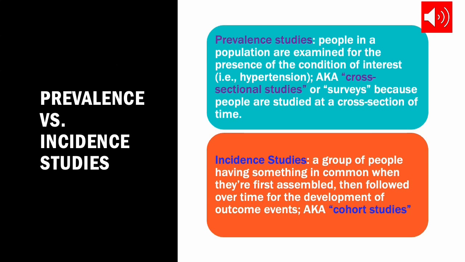There's numerous types of studies, but to compare prevalence versus incidence studies, prevalence studies are people in a population who are examined for the presence of a condition of interest, so for example hypertension. These are also called cross-sectional studies or surveys because people are studied at a cross-section of time. Incidence studies are a group of people having something in common when they're first assembled and then followed over time for the development of outcomes. So these are also called cohort studies.